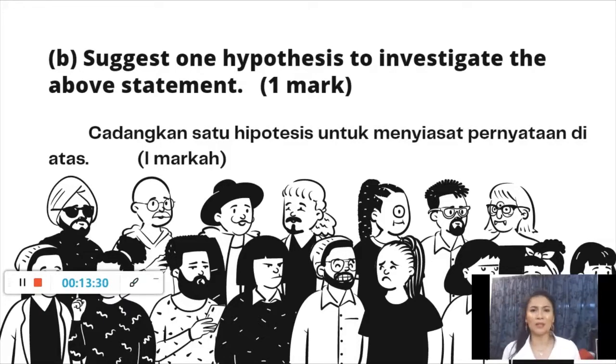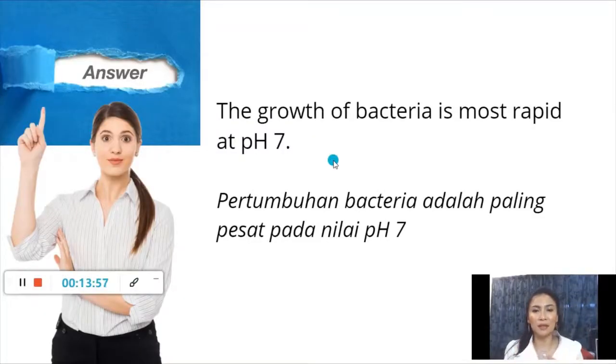For our hypothesis, I always remember you must include, for a hypothesis, it is a statement relating your manipulated variable and your responding variable. Always remember, construct the answer of hypothesis and then make sure MV and RV is inside. Okay, MV first followed by your RV. So the suggested answer is the growth of bacteria is most rapid at pH 7. Okay, it can be accepted for this case.